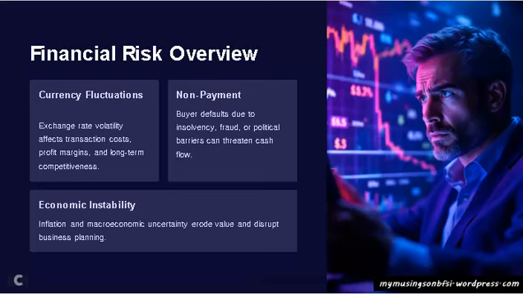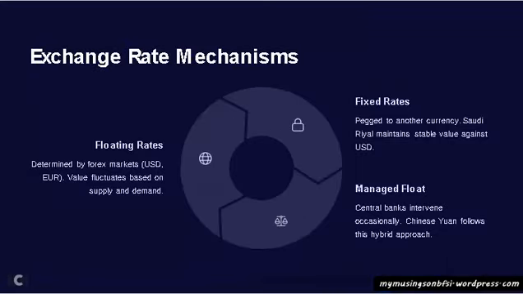Now, what are the different types of exchange rate systems? Floating rate system. It is determined by the forex market dynamics. The foreign exchange market dynamics is demand and supply. For example, dollar versus euro, euro versus yen. So the rate reflects real-time trader sentiment and economic data.